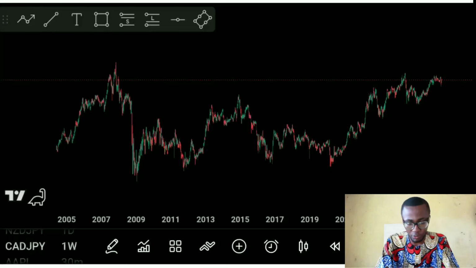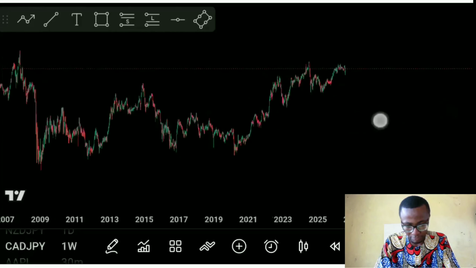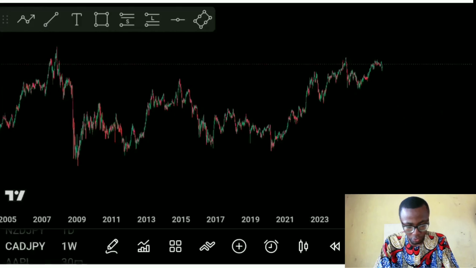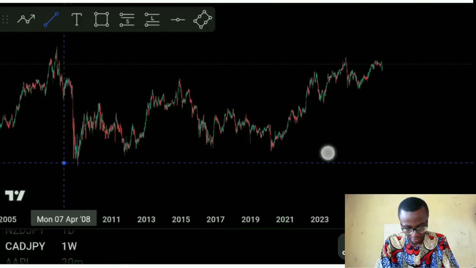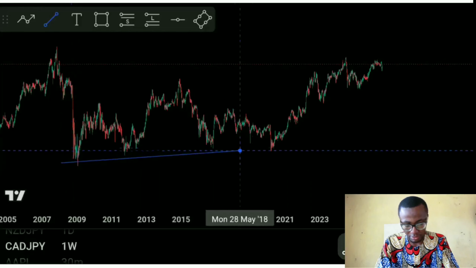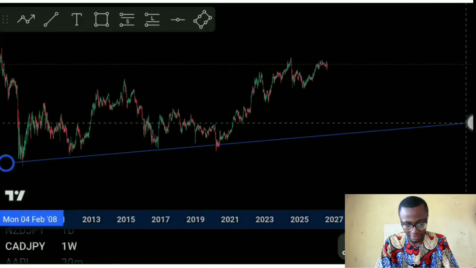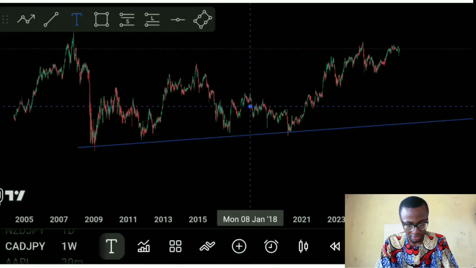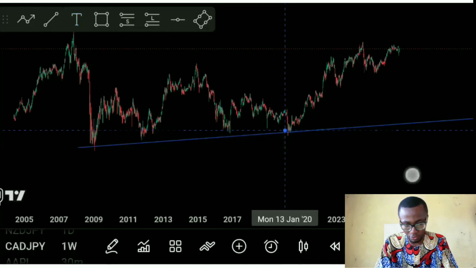Now, I will start from the 1 week time frame to see what is going on. So you can see that this is the 1 week time frame. I'm going to mark the lows and the highs in the 1 week time frame. I'll mark this low here. Mark this low. I'm marking this low here, this low here, then this low here. So these are the lowest lows.